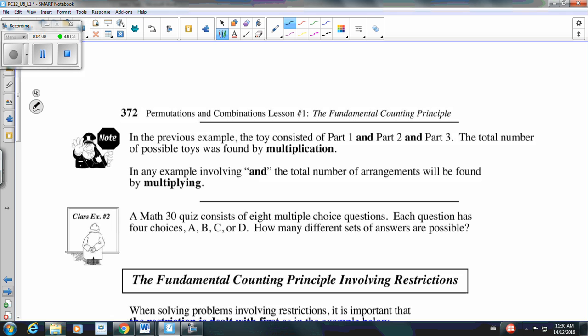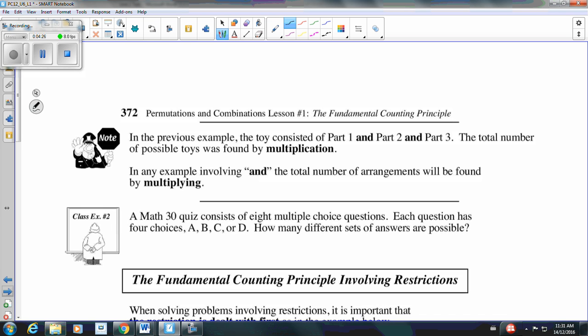So in the previous example, the toy consisted of part 1 and part 2 and part 3. The total number of possible ways was found by multiplication. In an example involving "and", the total number of arrangements will be found by multiplying. So a Math 30 quiz consists of 8 multiple choice questions. Each question has 4 choices, A, B, C, or D. How many different sets of answers are possible?